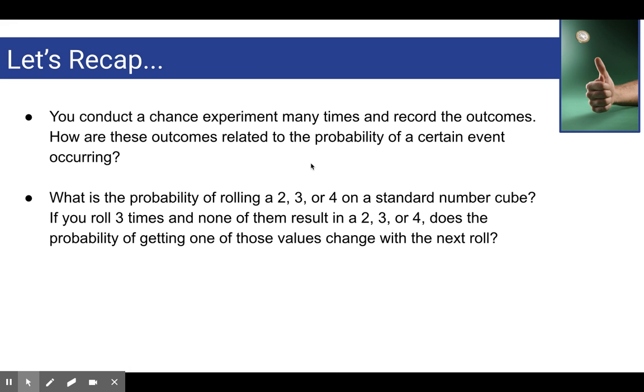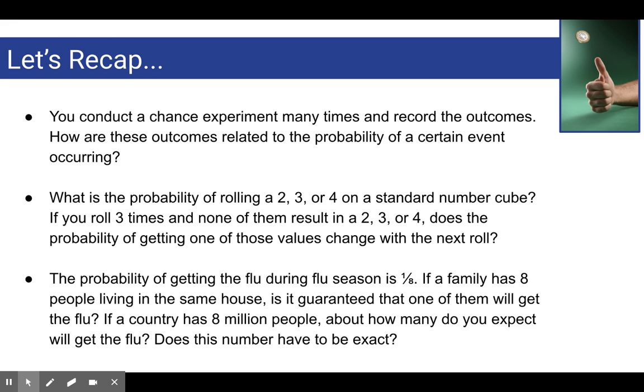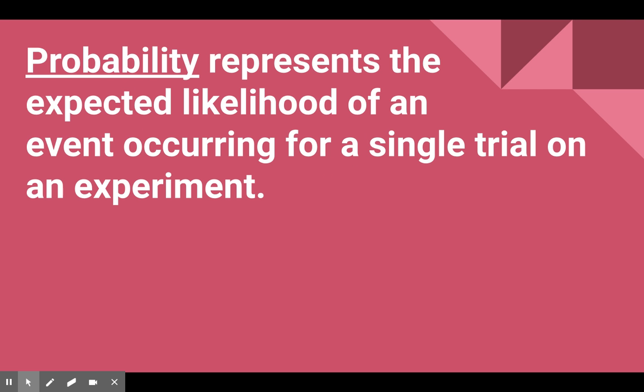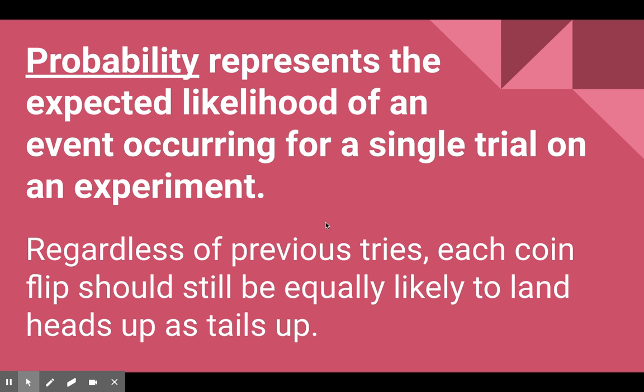So we've talked about our chance experiment, what the probability of rolling a number cube was, and we're going to skip over that just for a second. This is another portion that I want us to capture into our notes, which is extremely important. Your probability represents the expected likelihood of an event occurring for a single trial on an experiment. So once again, we're copying this additional definition of probability in our notes. And regardless of previous tries, each coin flip should still be equally likely to land heads up as tails up. So we'll pause the video here so that you guys can capture this into your notes.